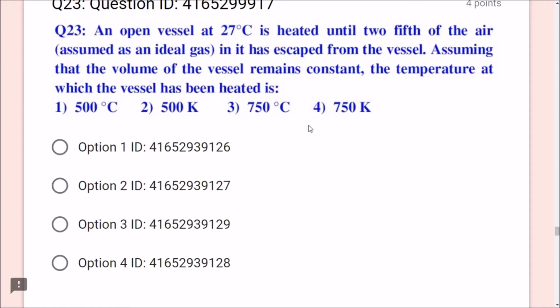So we know 2 by 5 air escaped from the vessel. Yes, they have given 2/5. Therefore 3 by 5 air remained in the vessel, isn't it? At constant PV, we know N1 T1 equals N2 T2. So N into 300 equals (N minus 2N by 5) into T2, that is 300 equals 3 by 5 T2. T2 is nothing but 500 K. So option number 2, 500 K, is the correct option, friends.